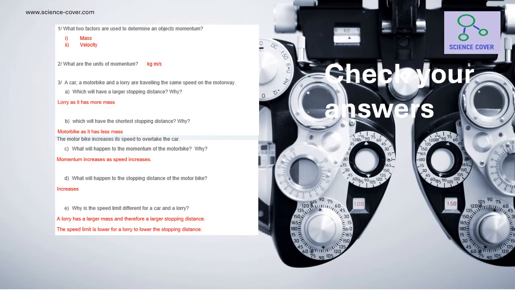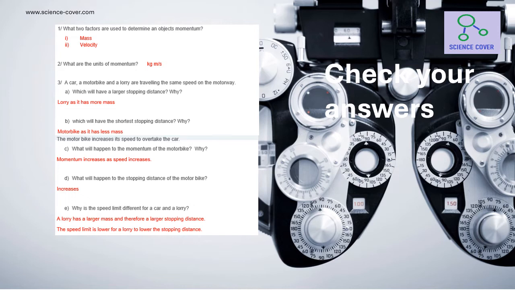Let's check our answers. Number 1, what two factors are used to determine an object's momentum? That's mass and velocity. What are the units of momentum? Kilogram meters per second. A car, a motorbike and a lorry are travelling at the same speed on a motorway. Which will have the largest stopping distance and why?